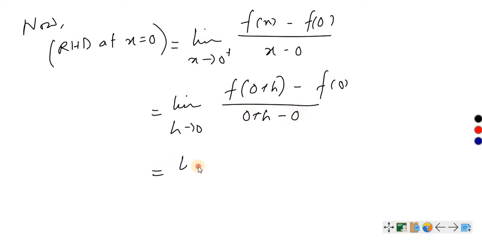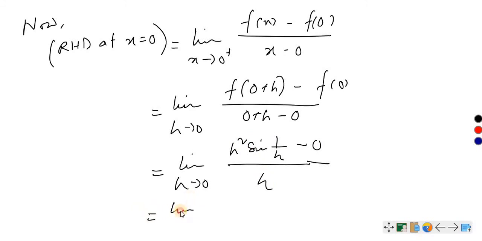So this can be written further as h tending to 0, and here the function will be the same only, that is x square. So here it is h square sine 1 by h minus 0, and here I will be writing h. So again I am getting limit h tends to 0, and here this and this will be cancelled out. So I can write h sine 1 by h, and if you just put the value of h equals to 0 like the previous one, again we will be getting 0. So thus we see that right hand derivative and left hand derivative are equal.